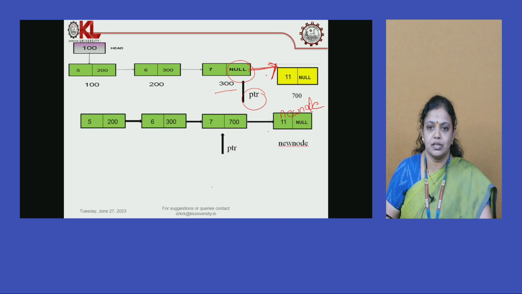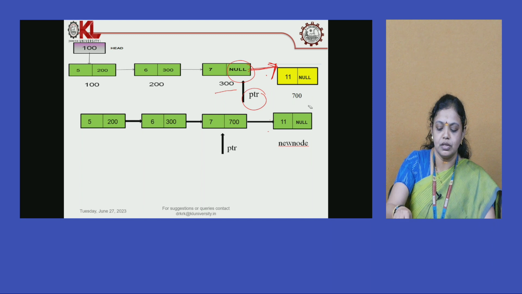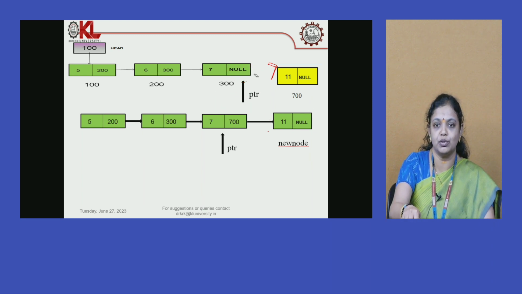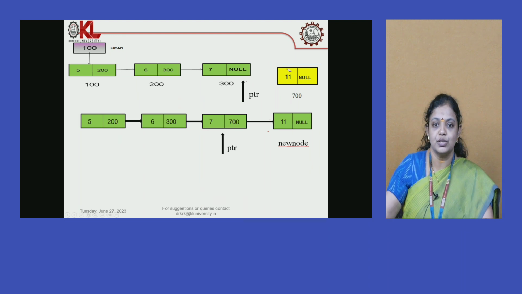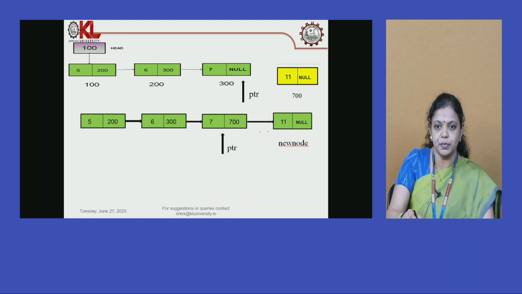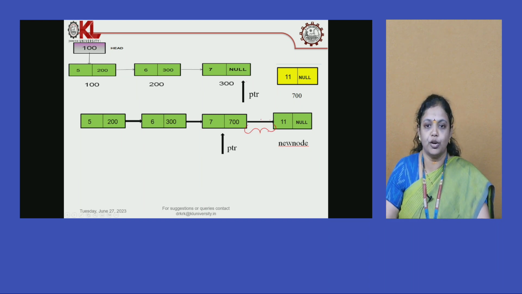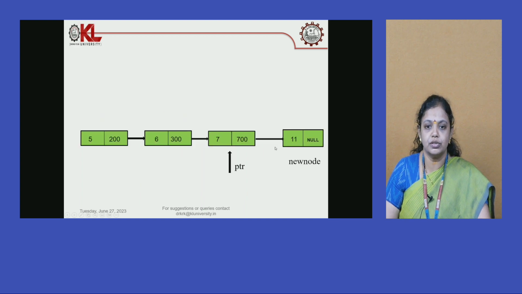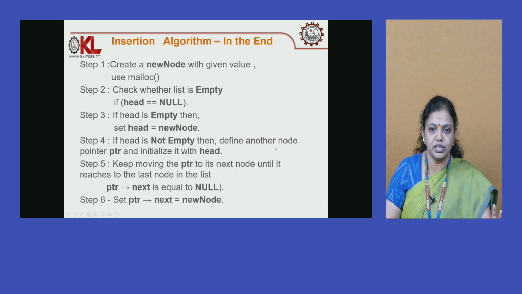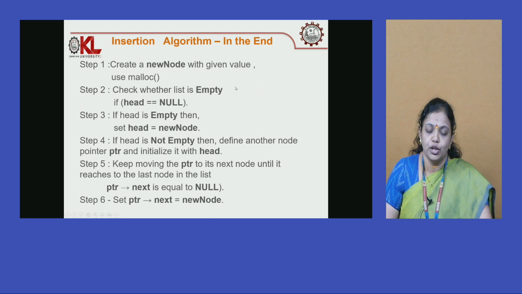So now see here. After attaching, this 11 has also come to the green family, it is already attached. Can you see this? I have put up this particular link, right? What is this link? This particular link is nothing but PTR of next is equal to new node. Just as a sample I have written.